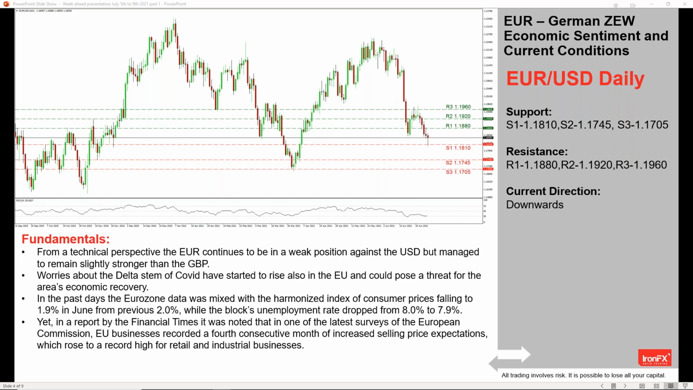Now, in the following week, Euro traders will be expecting the final services and composite PMI readings for June from France and the Eurozone, and they will be coming out on the 5th of July. On the next day, the 6th of July, we get the German industrial orders and the German ZEW economic sentiment and current conditions for July, along with the Eurozone retail sales rate for May. Finally, on the 7th of July, we get the German industrial output figure for May. That's it also for the euro.